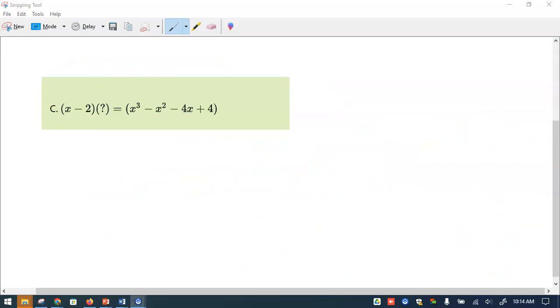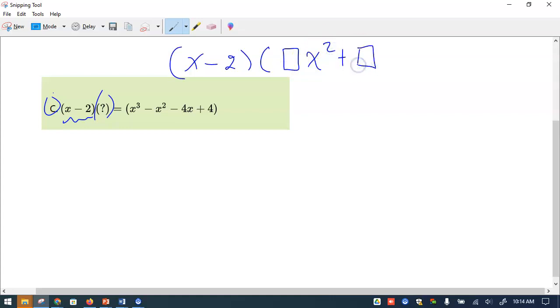Okay, watch this. This time you're given x minus 2, and what goes right here, right? So in other words, we have x minus 2 and then something here. It should be something with x squared plus some coefficient times x plus a number. So this is what we are figuring out. What is this, and what is this? So how do we do it?